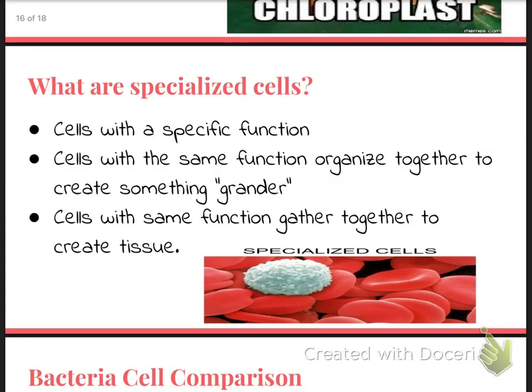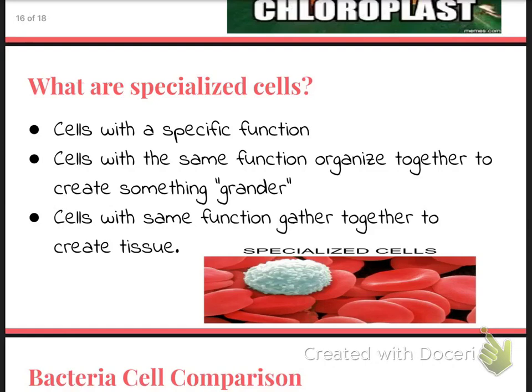Alright, so what exactly are specialized cells? Specialized cells are just that. They're cells that are special, so they have a specific function. So whether it's a skin cell or a brain cell, each different type of cell has a specific job to do. So whenever you have cells that are on the skin, like skin cells, they have the same function. They come together and they create something grander.